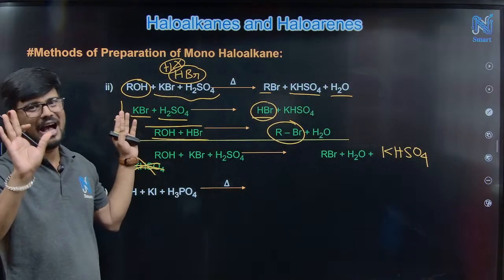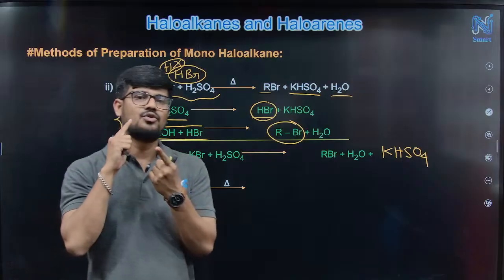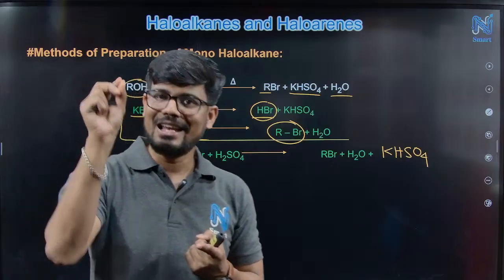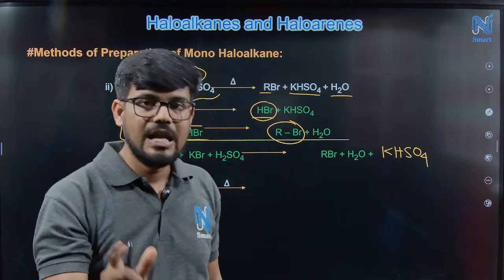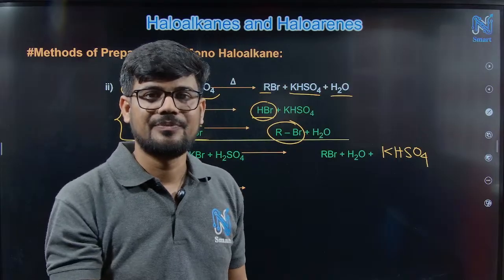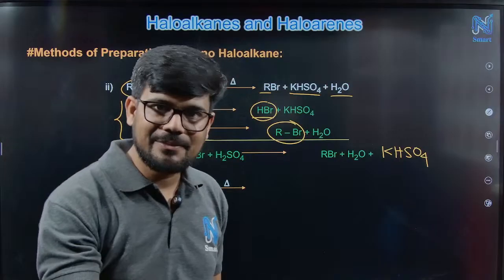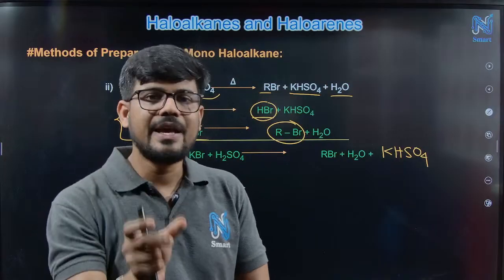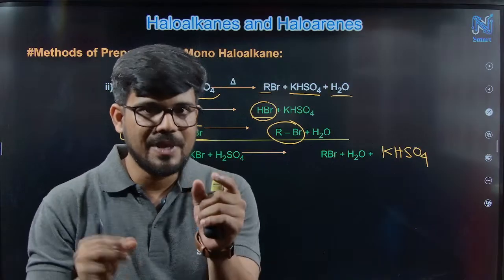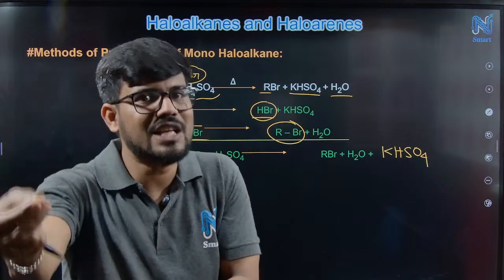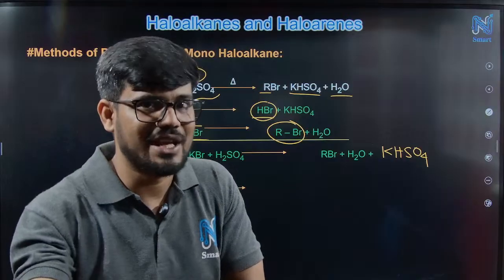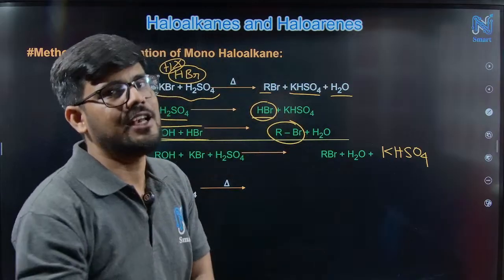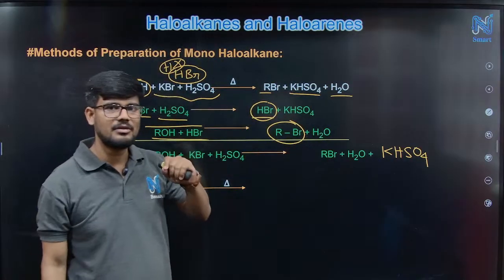So the idea is the same: to convert alcohol into alkyl halide, or specifically alkyl bromide, you need HBr. Now how will you get HBr? Either you directly add HBr, or you add KBr and H2SO4. KBr and H2SO4 will react and produce HBr, and automatically in the reaction medium HBr is generating, and that HBr will react with alcohol. So this is the method.